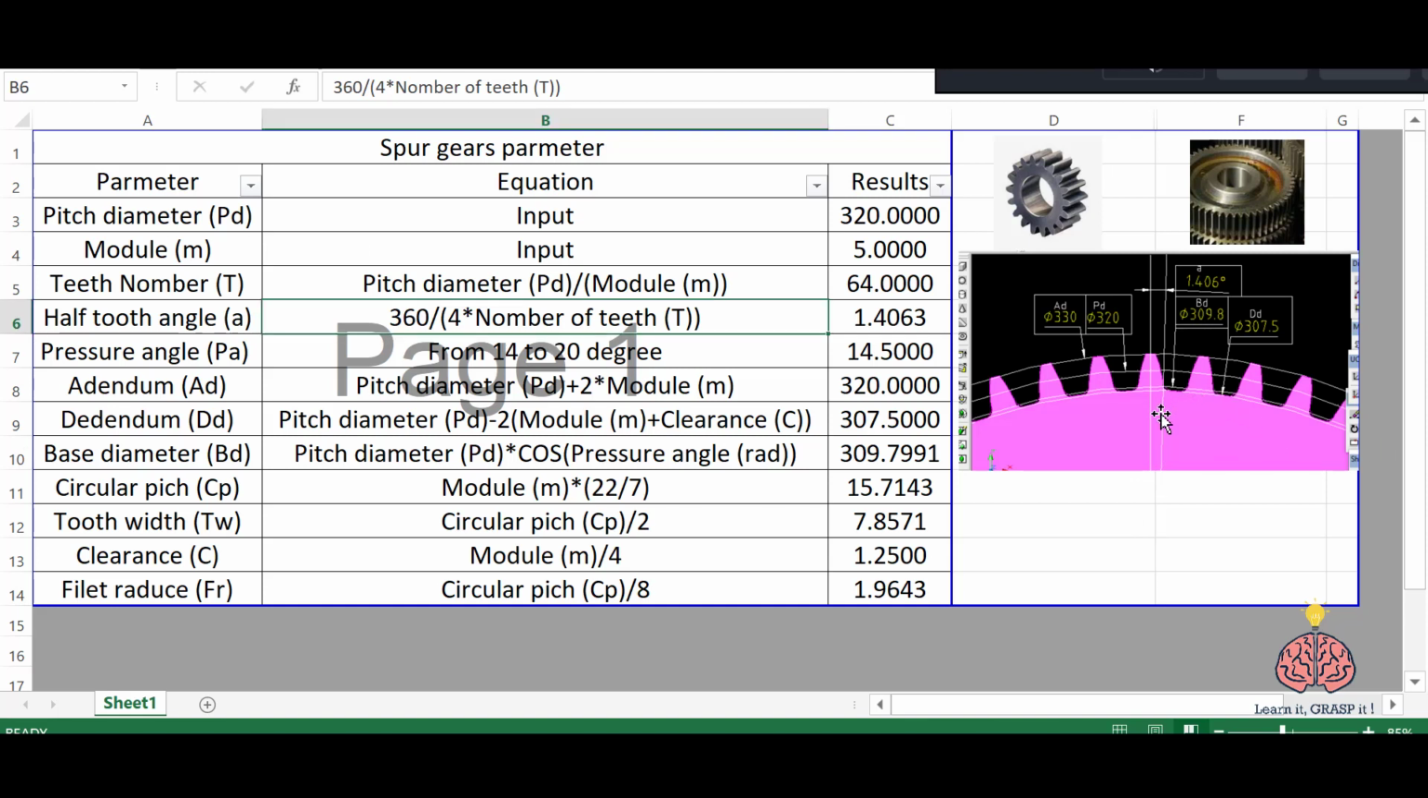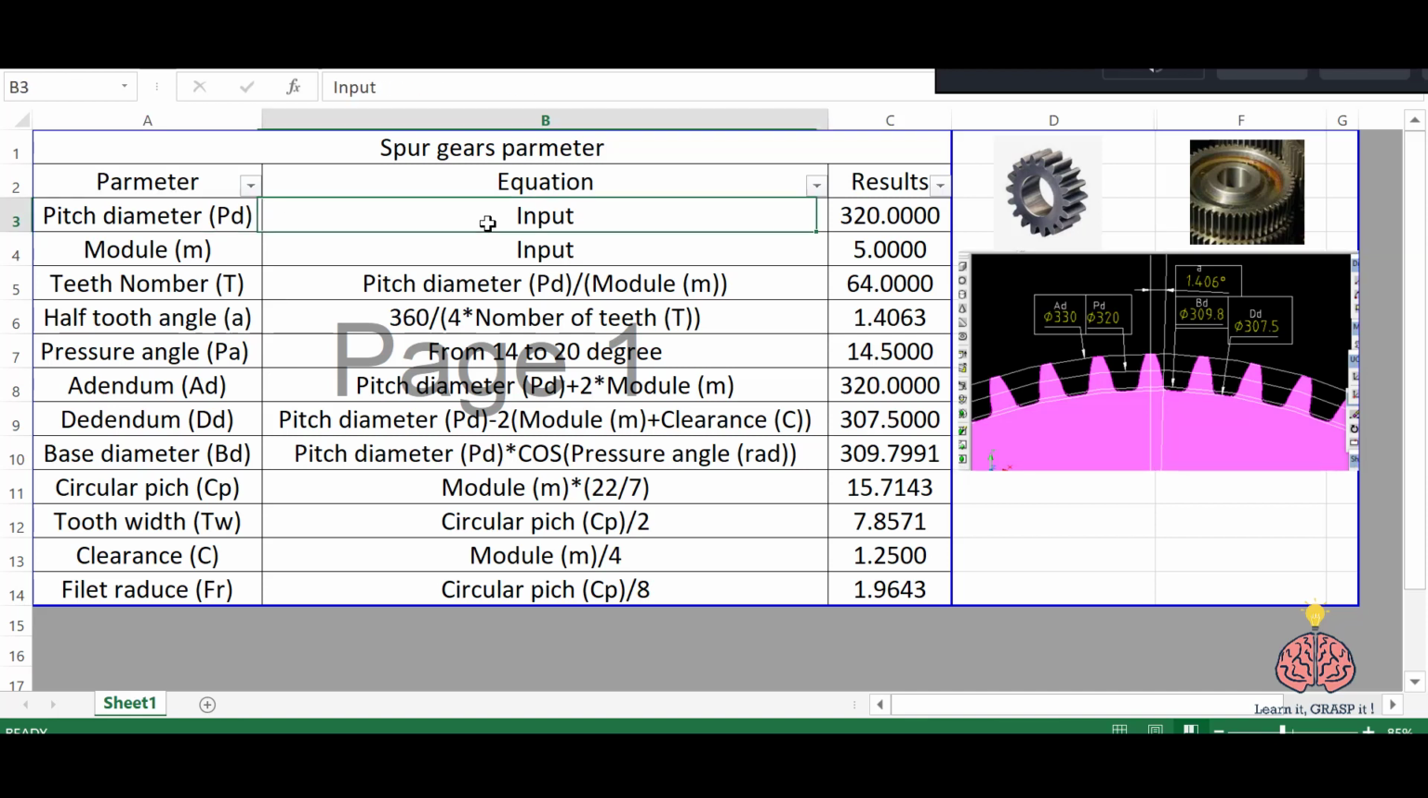As we see, spur gear has straight teeth, and we can design the involute of the teeth and draw it by these parameters. So we calculate the teeth number and the module and the pitch diameter from our center. Pitch diameter is the center distance between two gears which engage together.